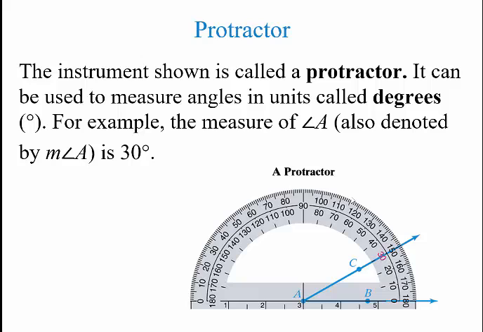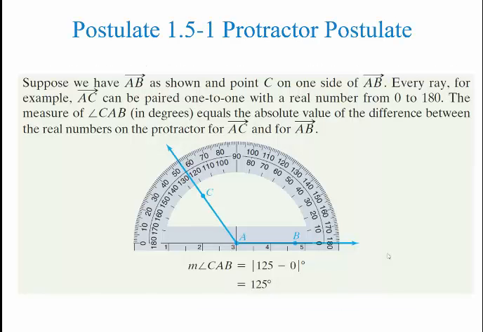Now let's talk about a protractor. The instrument shown is called a protractor. It can be used to measure angles in units called degrees, and we denote degrees with this symbol that looks like a temperature sign. For example, the measure of angle A is also denoted with an m in front. Whenever you see m of angle A, that's what the m in front means. If you follow this protractor here, we start at 0 and go up to 30. It's a 30-degree angle.